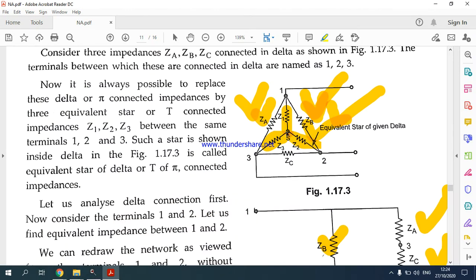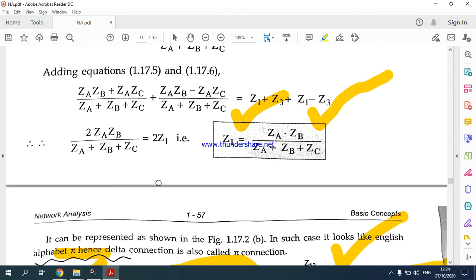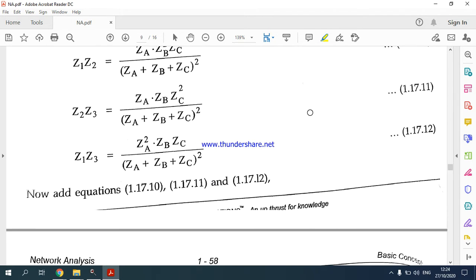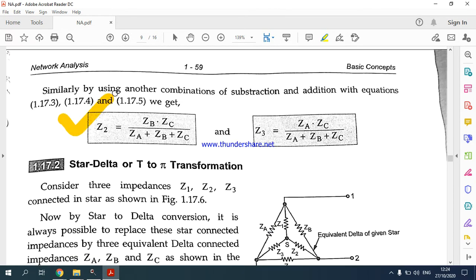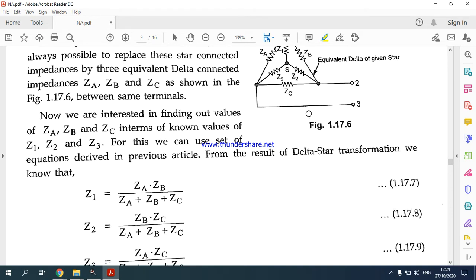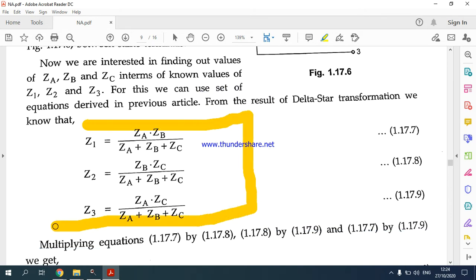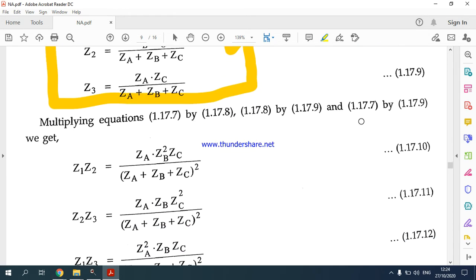So like this, in your complicated circuit, if you are having this type of delta, you can convert that delta into star by using these expressions. The same thing they have written, actually, through one of the derivations. Similarly, whatever the Z2 expression you told, similarly they have written Z2. Similarly, they have written Z3 also. And also, we got the expression for Z1, Z2, Z3. We will use these results when you want to convert delta to star.